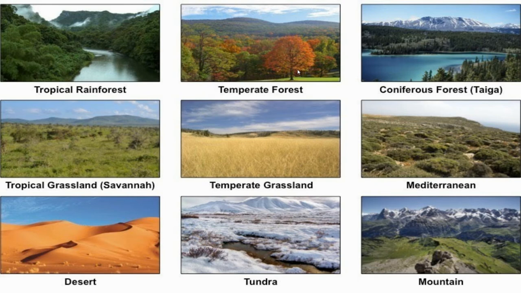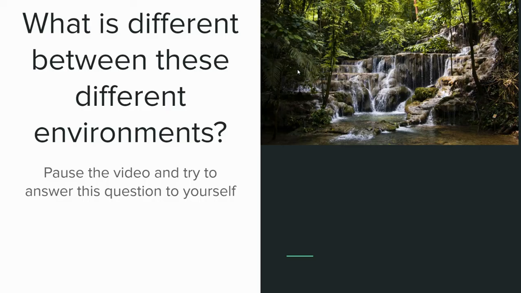As you can see, just by looking at these pictures, the environment has all the factors, but some of the factors are very different. And those factor differences are what determine the differences in the environment. What's an example of that? Well, the question is, what is different between these different environments? Pause the video and try to answer this question to yourself. So, what's different about them?